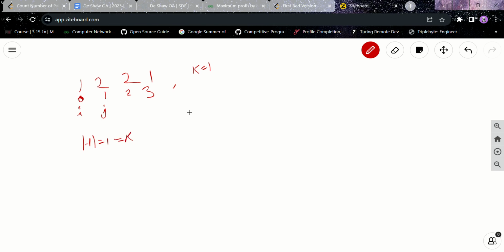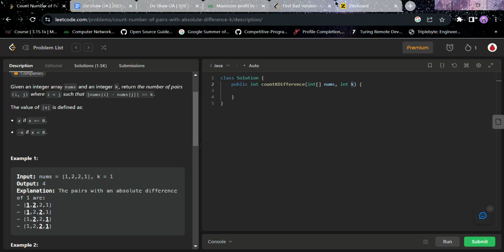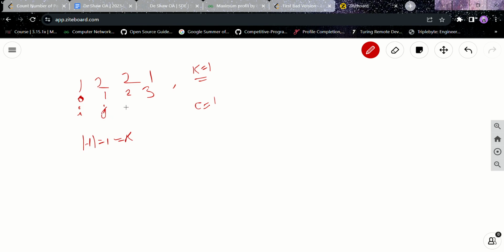So we will increment our counter. That means we got one pair. The counter is counting the total number of pairs with their difference as this value k. Now j goes here. Now we'll check 1 minus 2, which will again give 1. So we got one more pair, and we increment our counter to 2. Now j goes here. Now we'll check 1 minus 1, which gives 0, so that is not equal to 1.